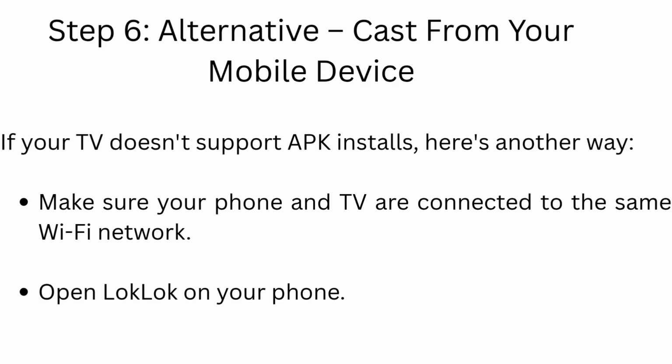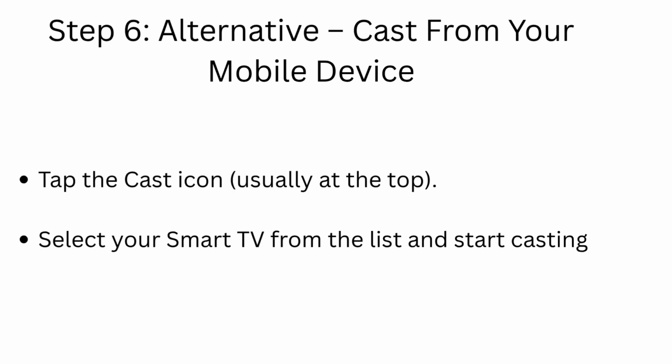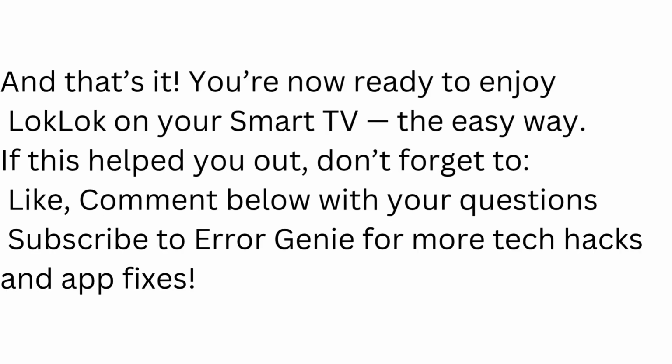Step 6. Alternative. Cast from your mobile device. If your TV doesn't support APK installs, here's another way. Make sure your phone and TV are connected to the same Wi-Fi network. Open Loklok on your phone, tap the cast icon, usually at the top. Select your smart TV from the list and start casting.